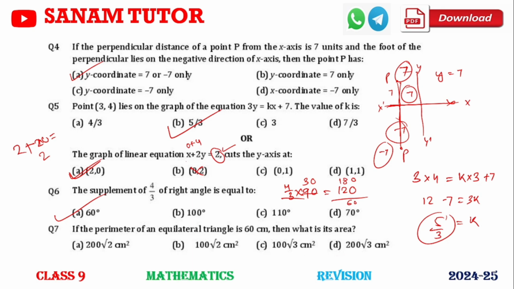If the perimeter of the equilateral triangle is 60, perimeter means 3a equals 60, so a equals 60 by 3, that is 20. Now find the area. The formula is root 3 by 4 a square, that is root 3 by 4 into 20 square, that is 400, so cancel, we get 100 root 3. Option number 3 is the correct answer.